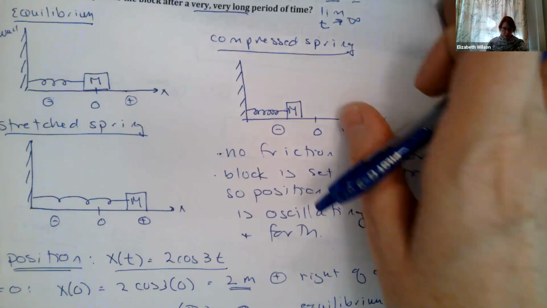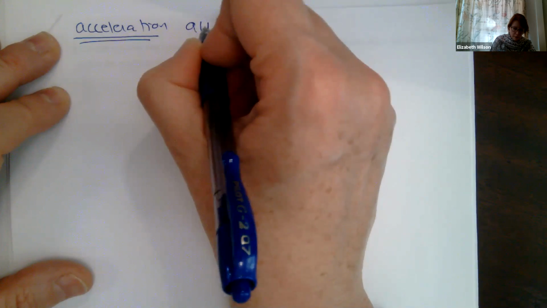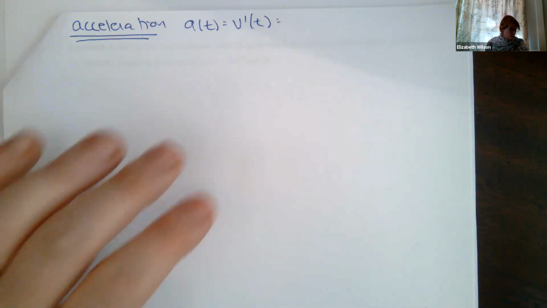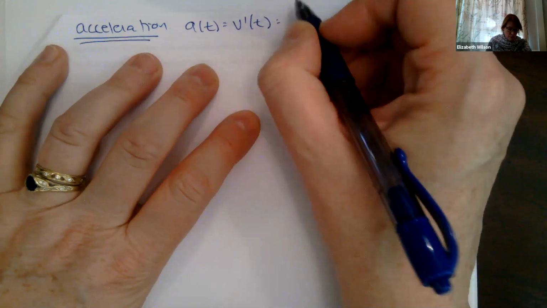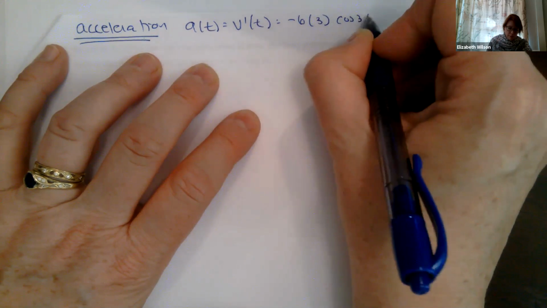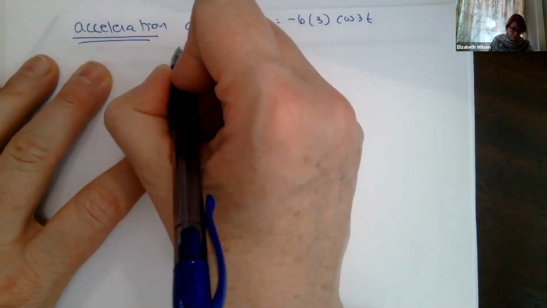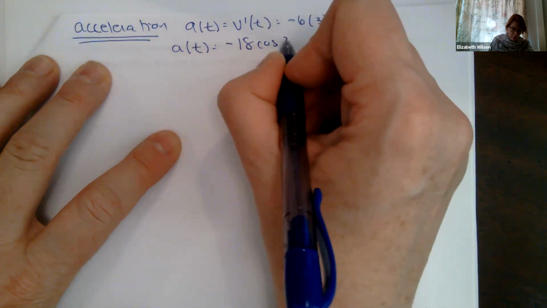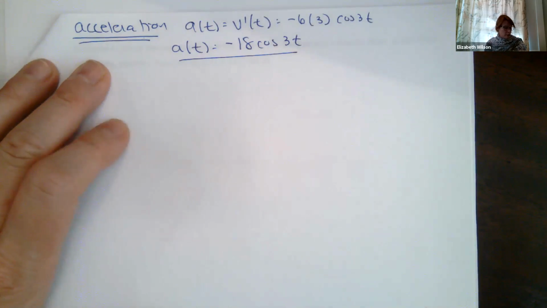We need to do acceleration. So our acceleration, a of t, is the derivative of our velocity. When I go to do the derivative of the velocity, again, I've got my chain rule. So minus 6 times 3 times the cosine of 3t. So a of t is equal to minus 18 cosine of 3t. So that's the equation I'm going to be working with.